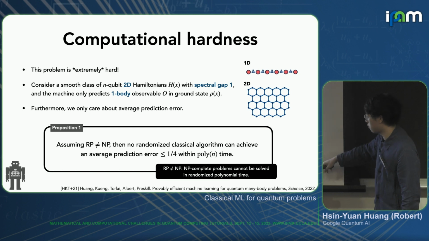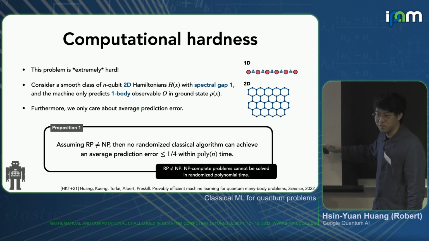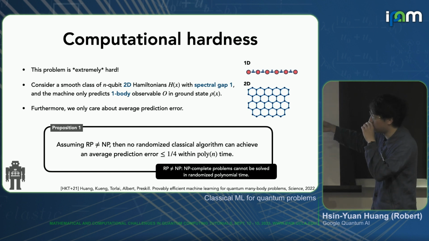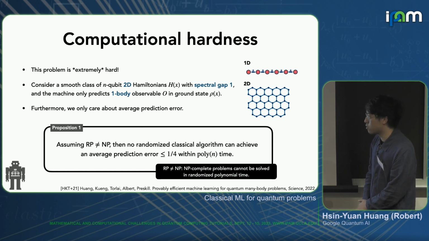In a way, this theorem was proven in our paper. But we are basing it on some well-known results in complexity theory. Basically, there are these planar problems, like a planar constraint satisfaction problem, where one can show that for those problems you can have a constant spectral gap, and yet it's very hard. So we're basing on that in order to derive this proposition.